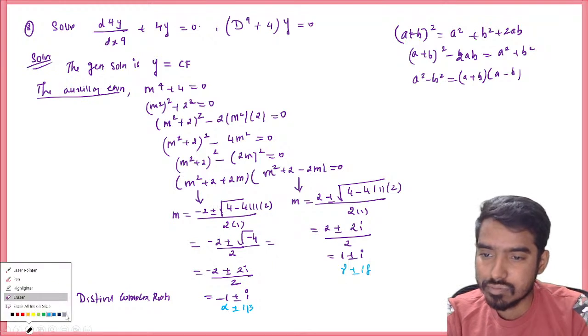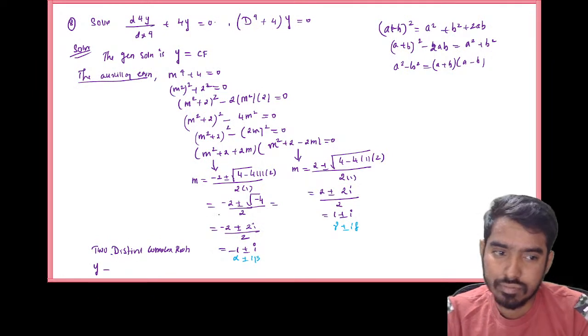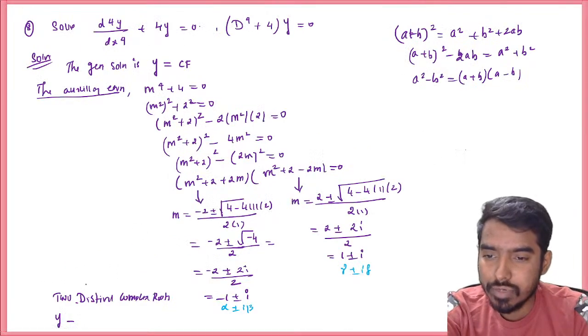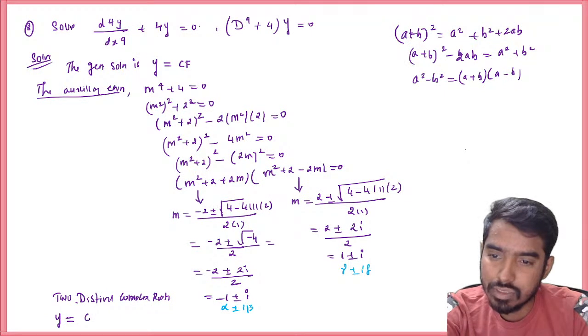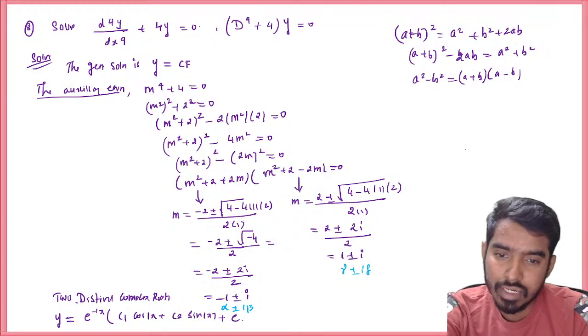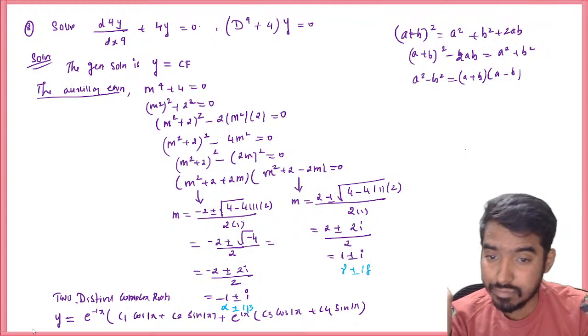The solution is given by y is equal to e power alpha x (c1 cos beta x plus c2 sin beta x) plus e power gamma x (c3 cos delta x plus c4 sin delta x). Is it clear?